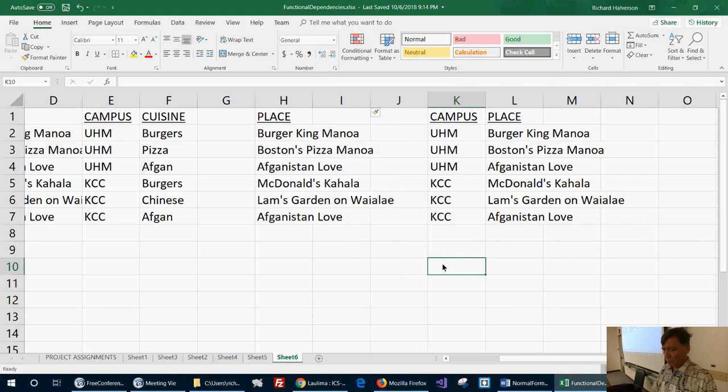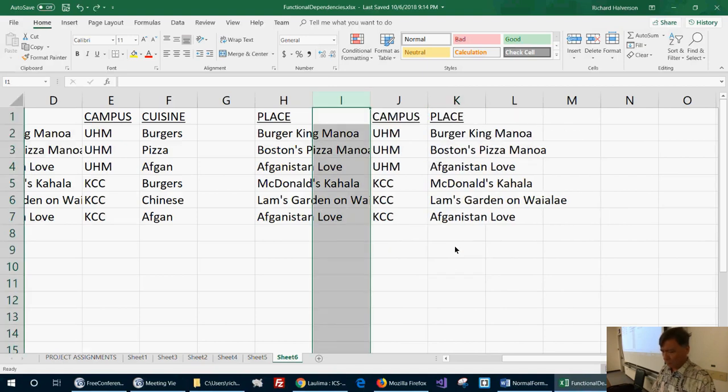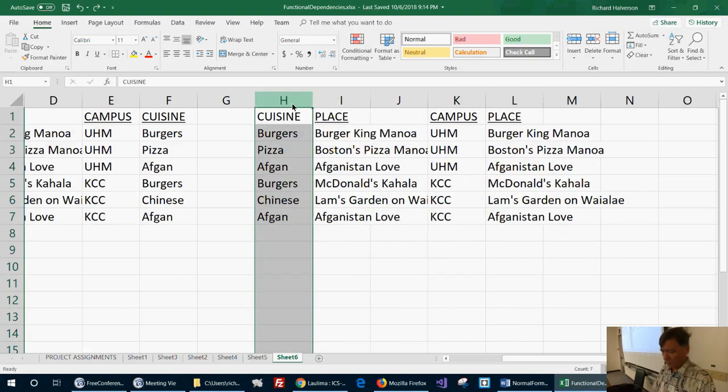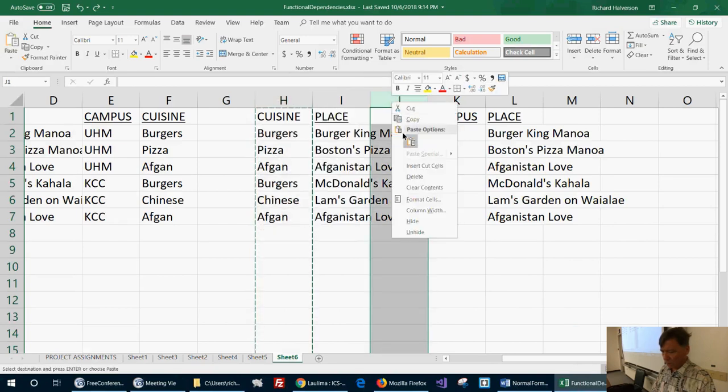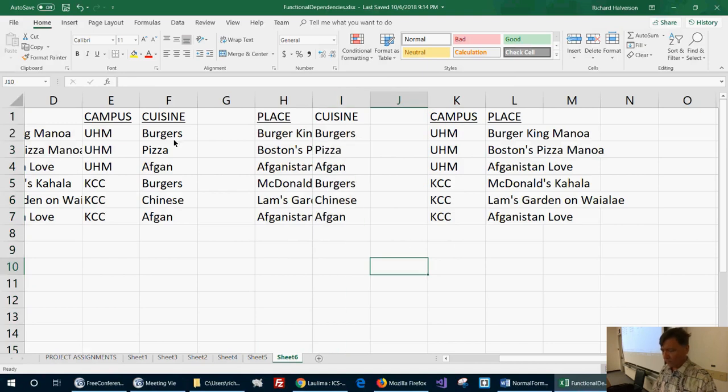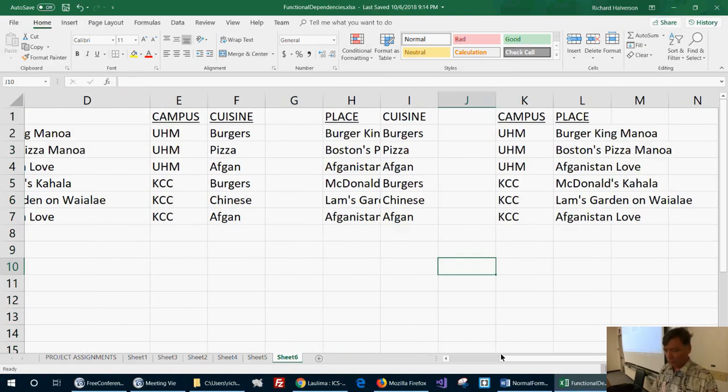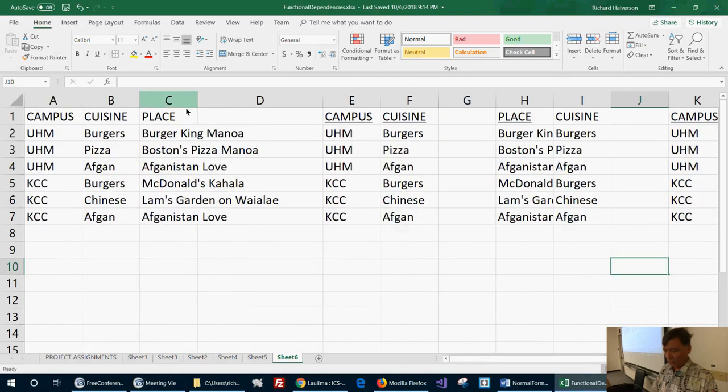Uh-oh. What did I just do? Cut. Insert cut cells. Okay. So we end up with, what happened? Oh.